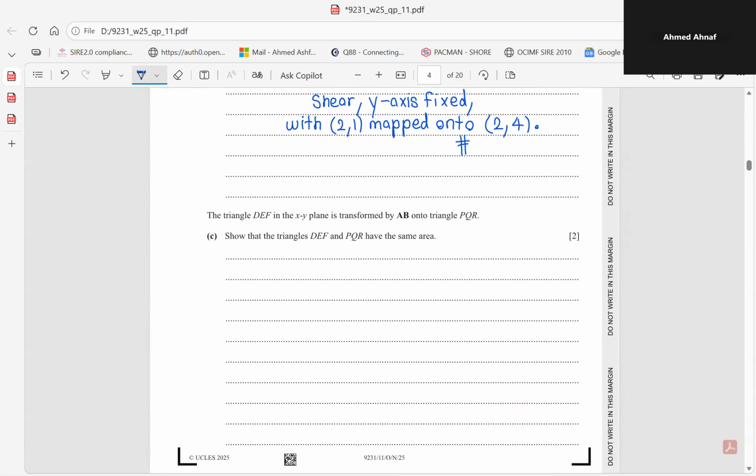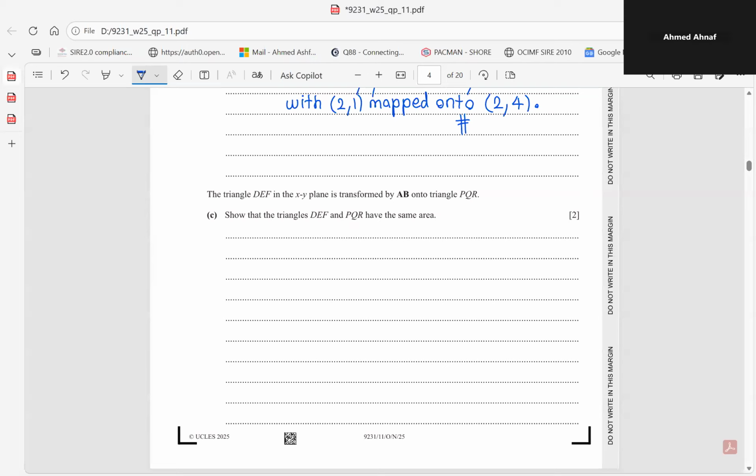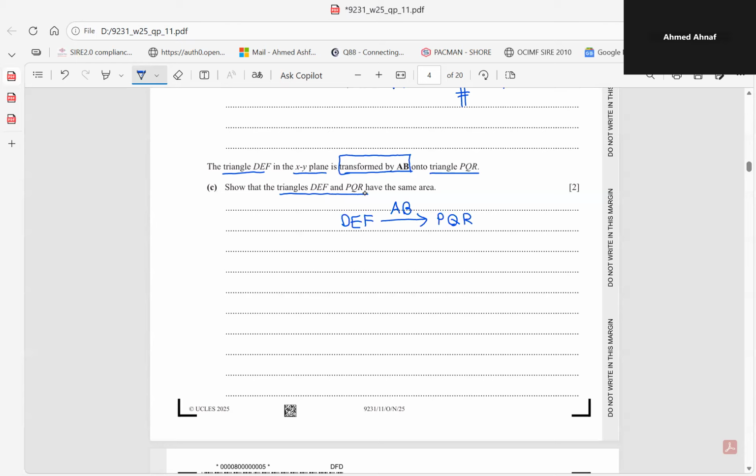Let's move on to the next part. For this part, we're told that the triangle DEF in the XY plane is transformed by AB onto triangle PQR. So basically, DEF, after being transformed by AB, became triangle PQR. We have to show that these two triangles have the same area.